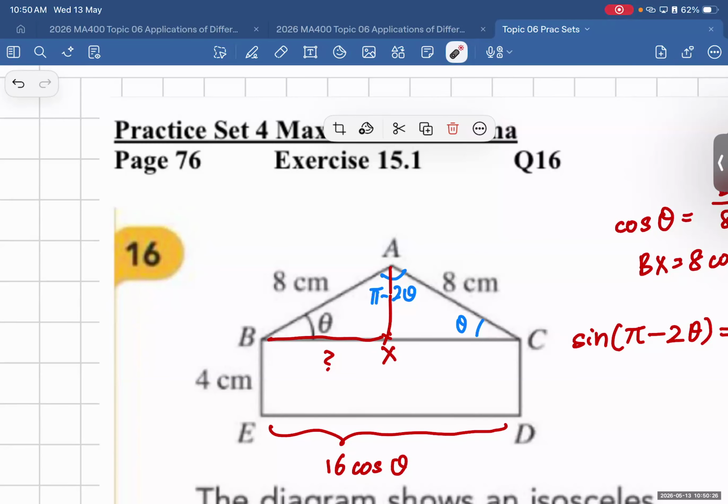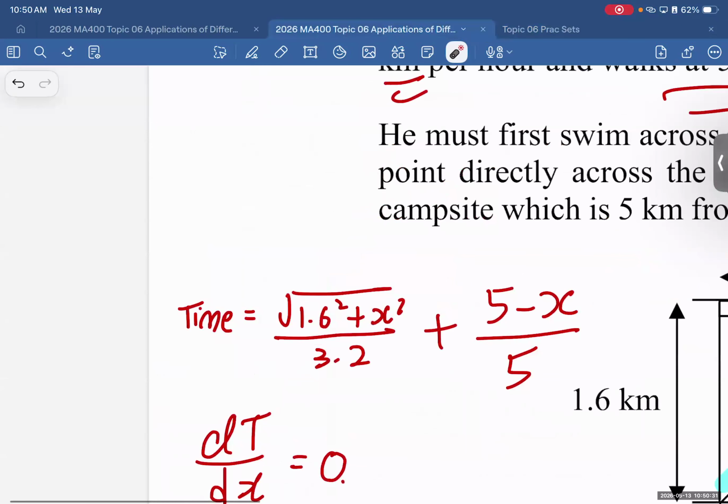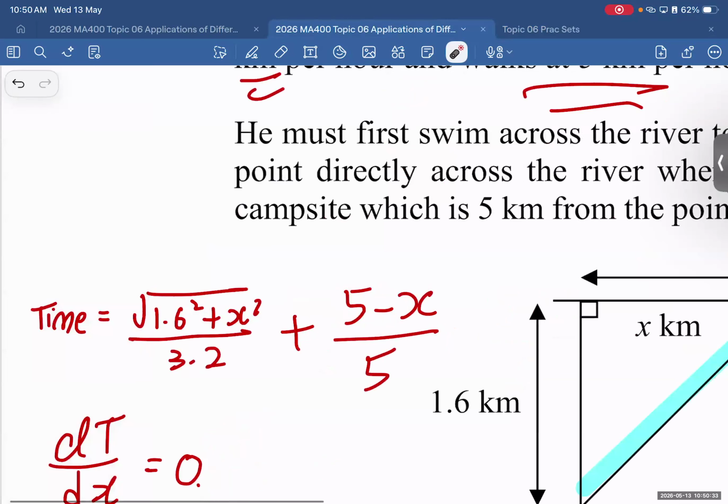This is I think 1.6, right? 1.6 squared plus x squared. Right, then it's not 5 over 6. Check working.